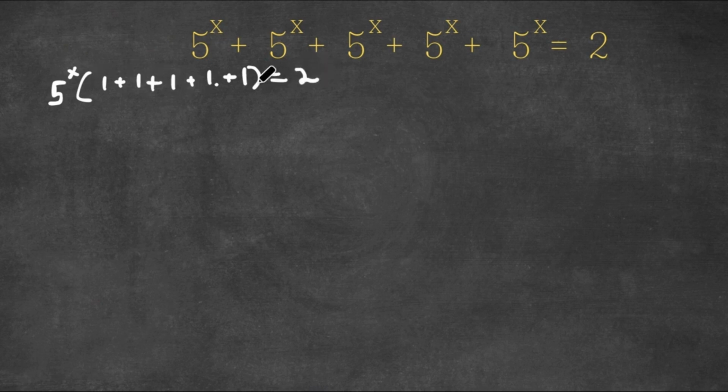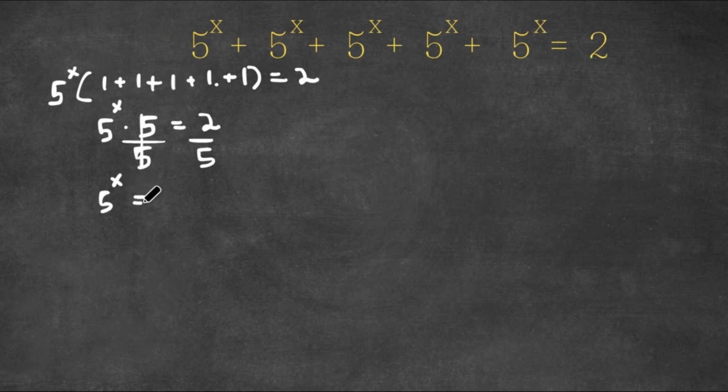Now, if we simplify what's in the parentheses, we get 5. We get 5 to the power of x times 5 is equal to 2. Now I'm going to divide both sides by 5 to move this 5 to the right side. So now these two cancel out and we get 5 to the power of x is equal to 2 over 5.